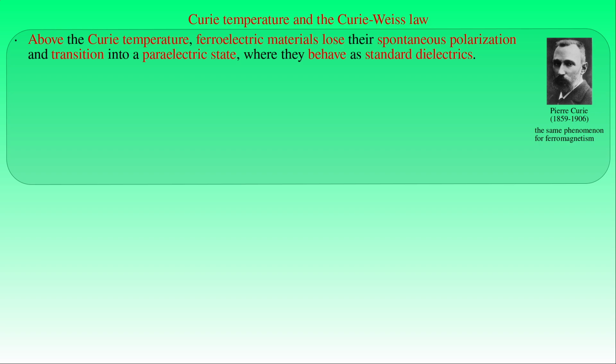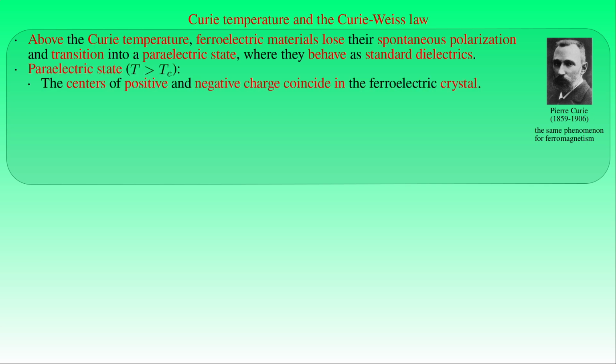Calcium copper titanate shown in the last line of the table is an incipient ferroelectric material and has no classic Curie temperature, because its polarization does not originate from the crystal lattice itself, but from the accumulation of charges at interfaces inside the material. In a paraelectric state above the Curie temperature, the centers of positive and negative charge coincide in the crystal and the spontaneous polarization of the material is zero.